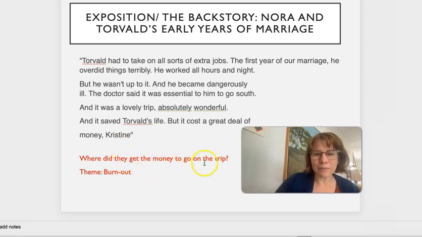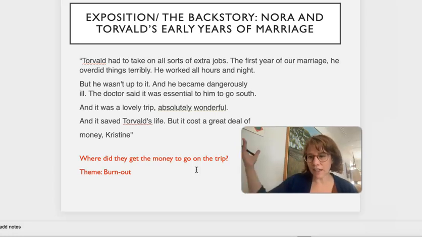So where did they get the money to go on this trip? That's one of the secrets that Nora has. She says, I couldn't ask my father because he was on his deathbed. And if I had told him that Torvald was deathly ill and sick, she thought it would hurt her father and that he might die if he heard that news. He also dies. Her father dies right around the same time.